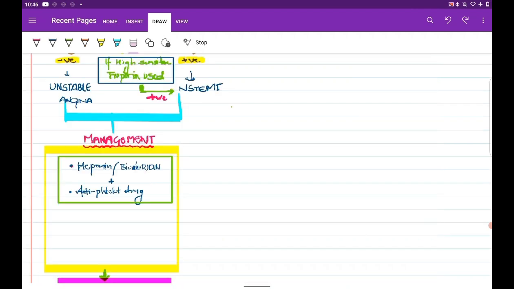What we do in both of them is load the patient with heparin, that is an anticoagulant. In case the patient has heparin-induced thrombocytopenia, that is HIT, we can use bivalirudin. Heparin sensitivity is there, and an antiplatelet drug. These two are a must and the most important drugs in the management of NSTEMI.